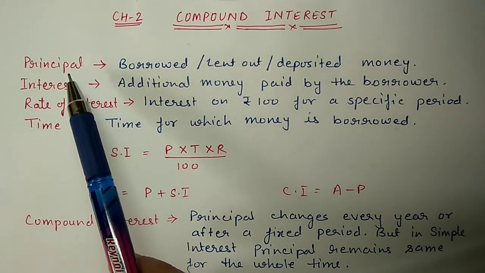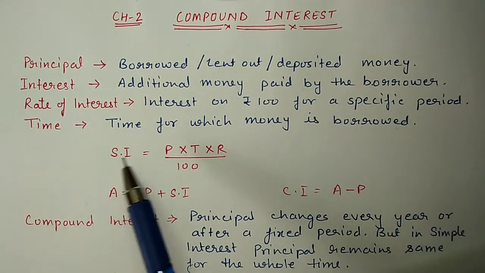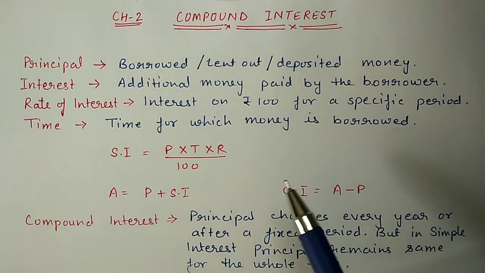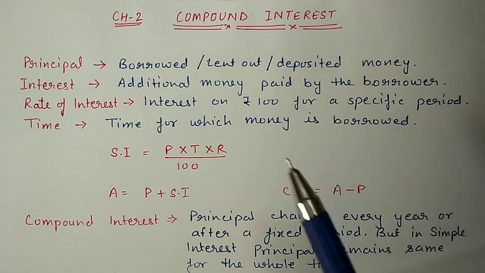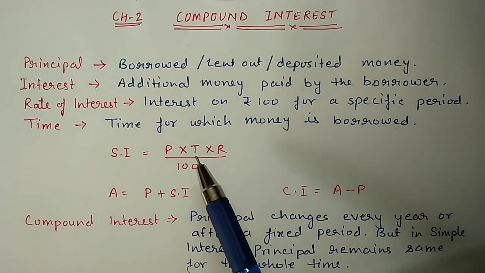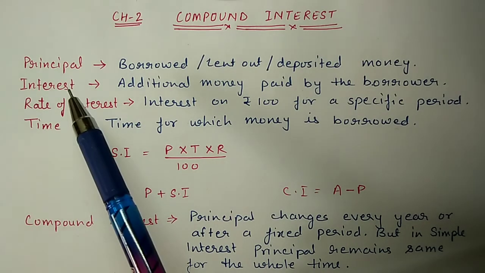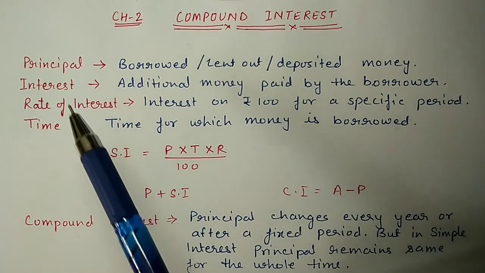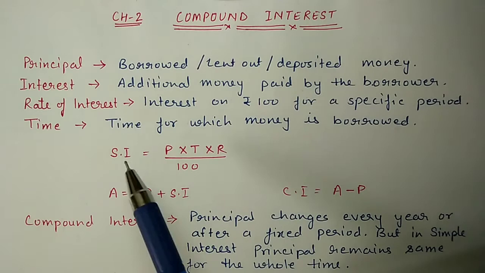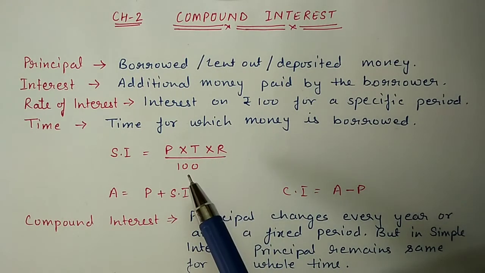So normally principal we will denote by P, and interest we will denote by SI if we are calculating simple interest. If we are calculating compound interest, then we will denote it by CI. Rate of interest we will denote by capital R, and time period we will denote by T. Always remember, time should be in years, interest and principal will be in rupees, and rate of interest will be in percentage.